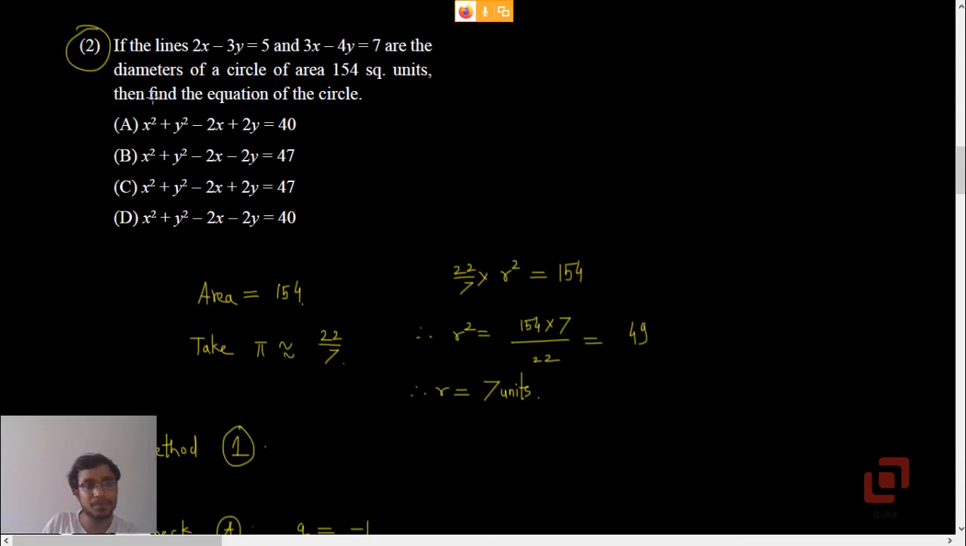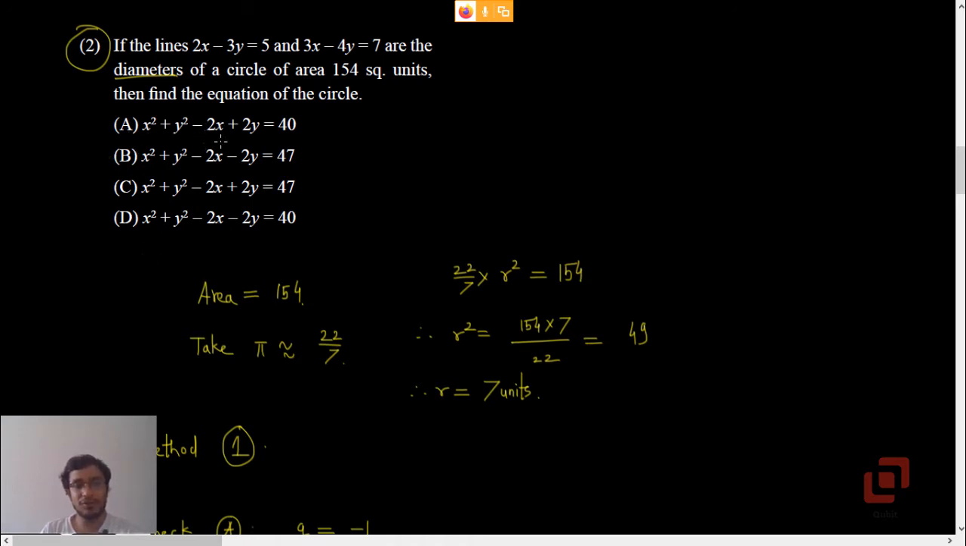Question 2. If the lines 2x minus 3y equal to 5 and 3x minus 4y equal to 7 are the diameters of a circle of area 154 square units, then find the equation of the circle. There are 4 options available.